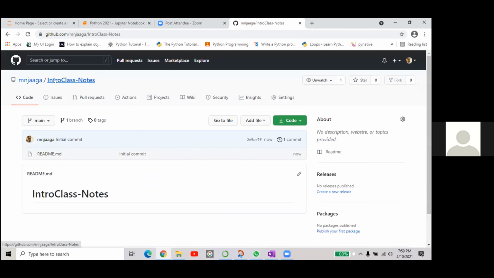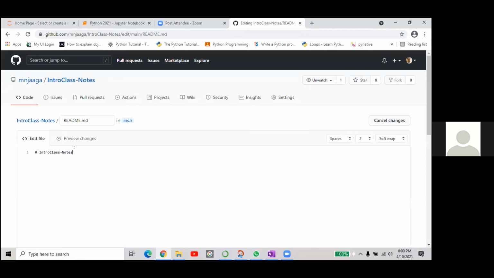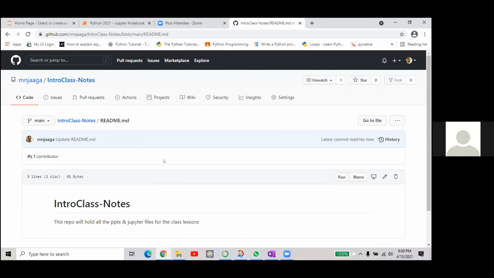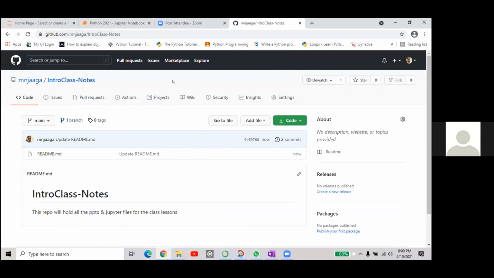And so here I am. I have my README file here, just to give an intro of what it is. So this repo will hold all the PPTXs and Jupyter files for the class lessons. Okay, so I'll save that. Now I'll go back to my file.